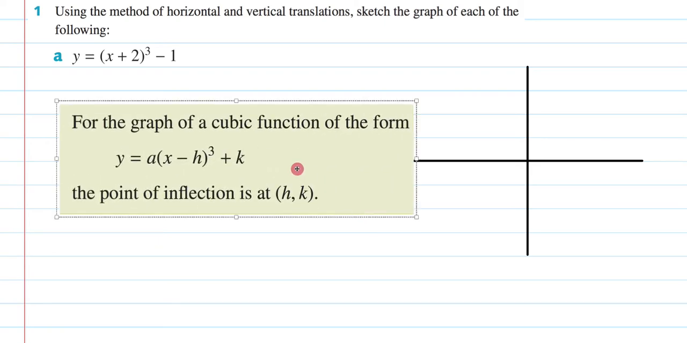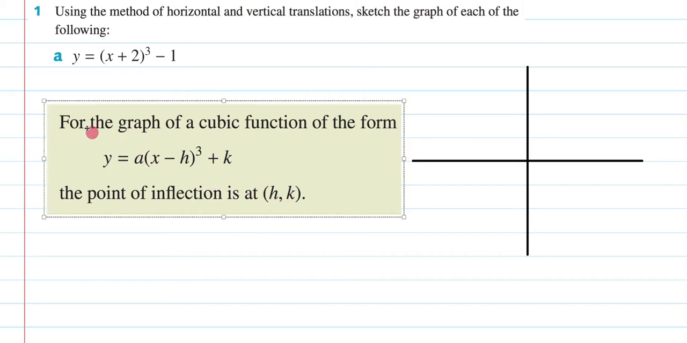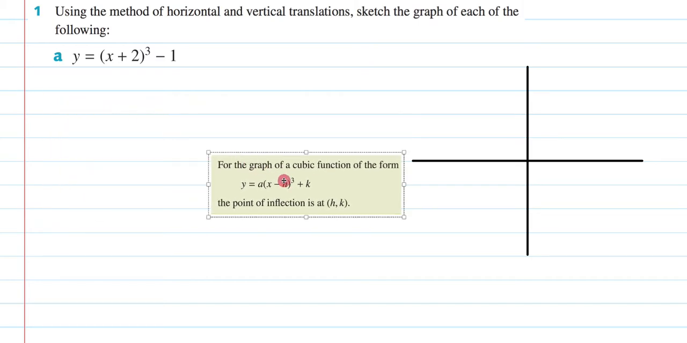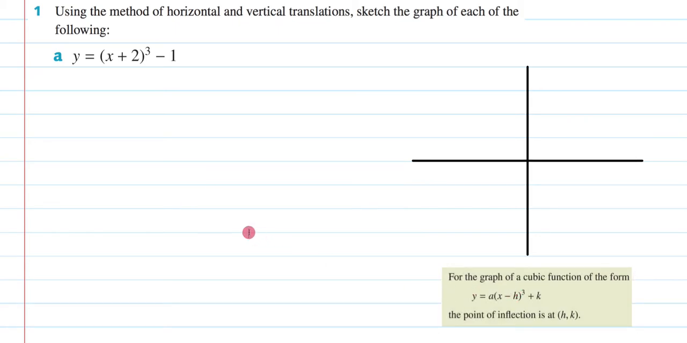It tells us for the graph of a cubic function of the form, and here's the form, the point of inflection is at coordinate (h, k). So that's the first thing we're going to do when trying to figure out how to graph the following function. We're going to find that point of inflection. So let's grab the pen and write in point of inflection.